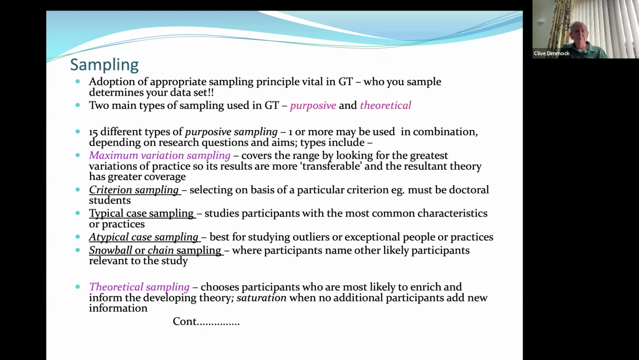Now we come to a critical point, sampling, because again, a couple of things drive it. There are two types of sampling that GT uses: purposive and theoretical. Now, what many doctoral students don't realize is that there are 15 different types of purposive sampling. And I've just included a few here that are most commonly used. Maximum variation sampling is the most used, and I encourage my students to use that. What it does is it looks deliberately for maximum difference among the participants.